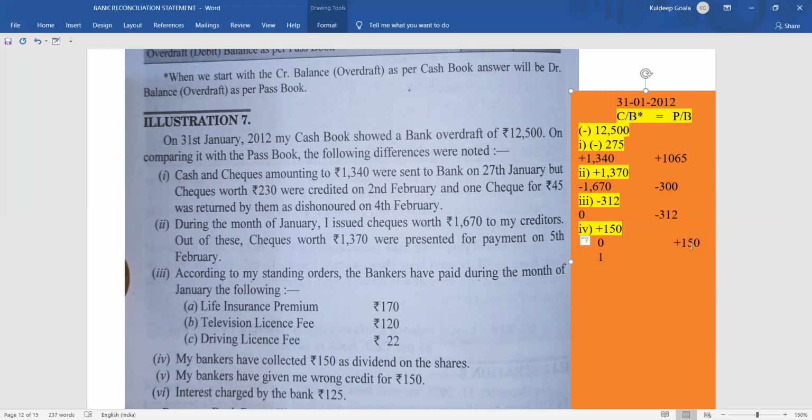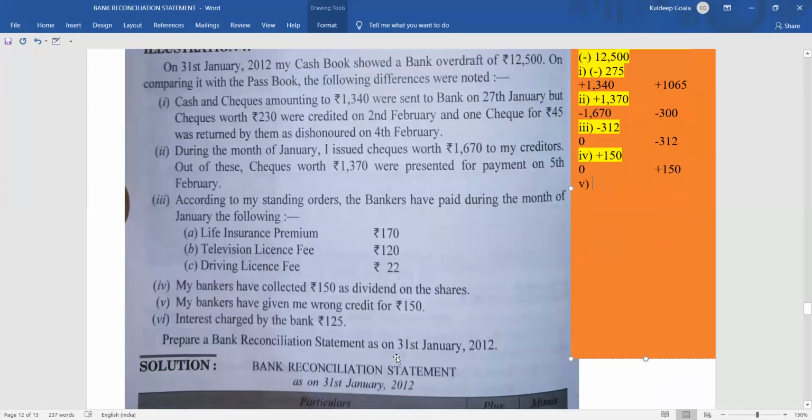Now coming to the next one, it is point number 5. What is there? Point number 5, what is it saying? My banker has given me a wrong credit of 150. इस बार गलती कर दिया बैंक वाला. Every time we were doing, now this time the banker did. What is the mistake? The banker has given a wrong credit. मतलब गलती से उसने 150 credit कर दिया. Credit means if the banker is crediting, my money will increase in the bank.